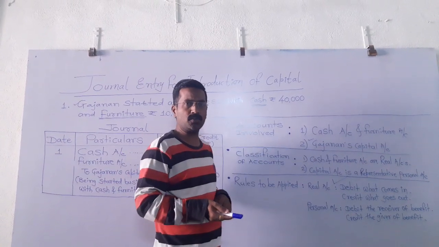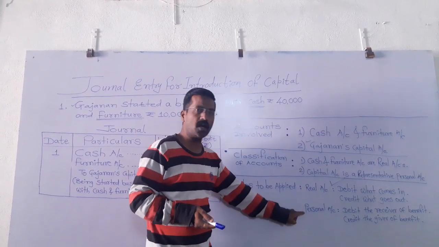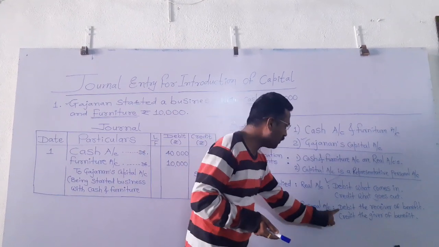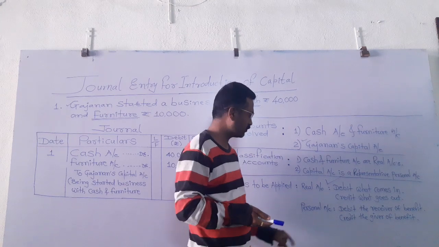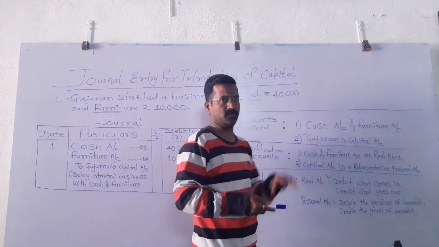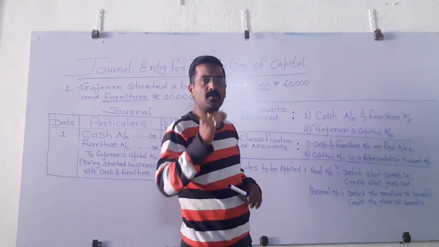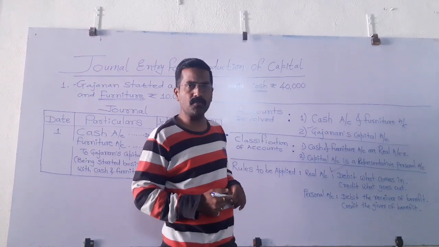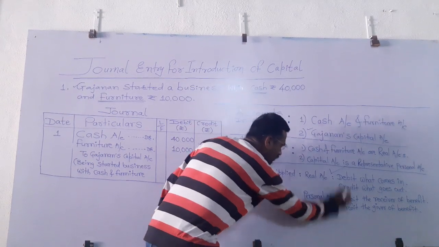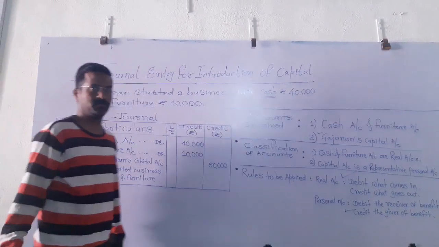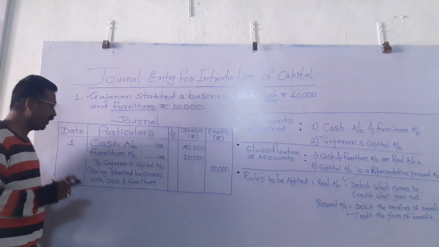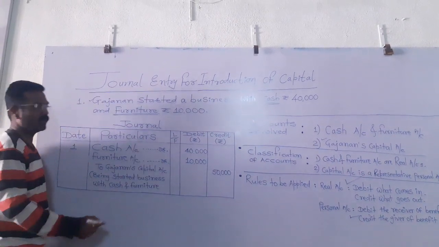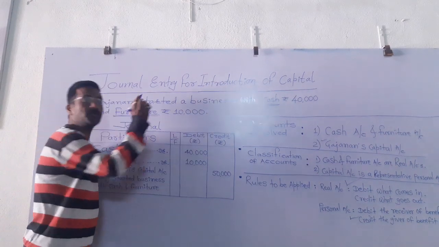Gajanan's capital account is a personal account. Rule of personal account is debit the receiver of benefit, credit the giver of benefit. Gajanan is the giver of benefit. Capital represents to Gajanan. Therefore, credit the giver of benefit. The account to be credited is Gajanan's capital account with rupees 50,000.